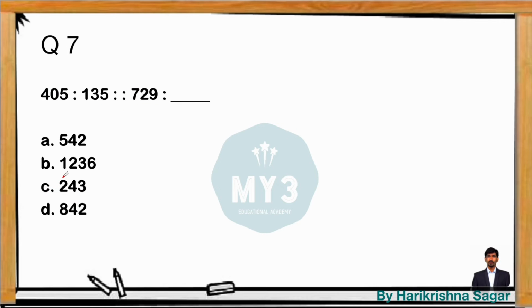Look at the next question. 405 : 135. 729 will be what? If you observe the reference, 405 turns to 135. Then 729 will be what?